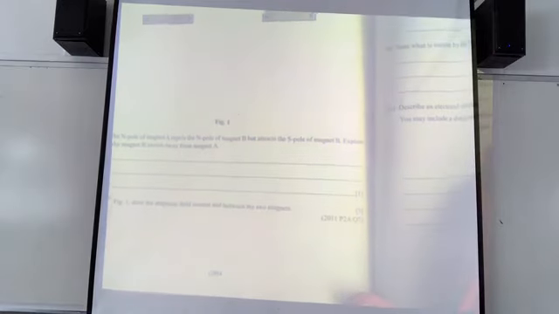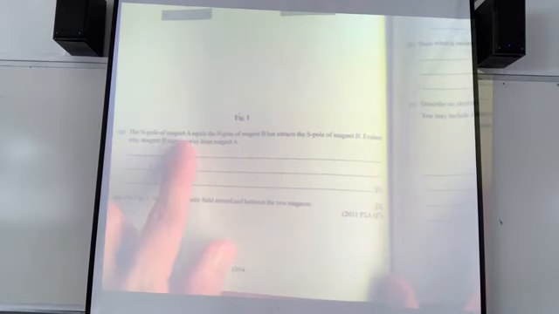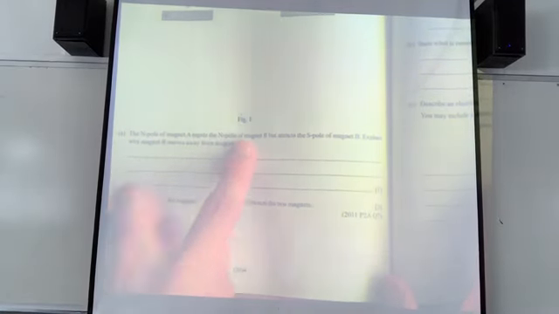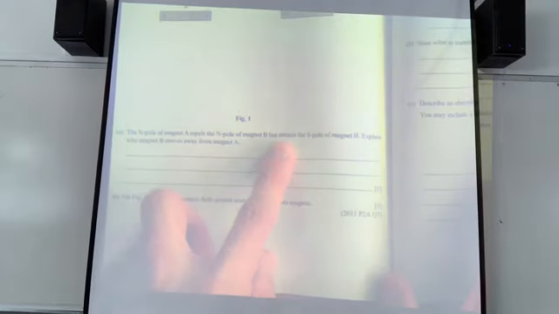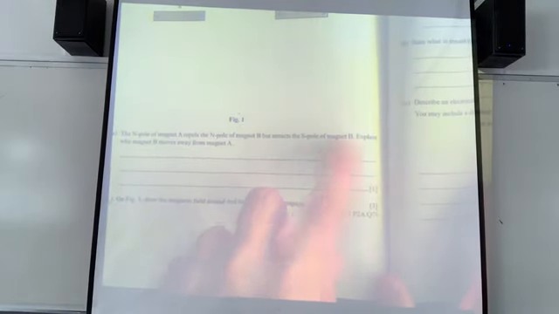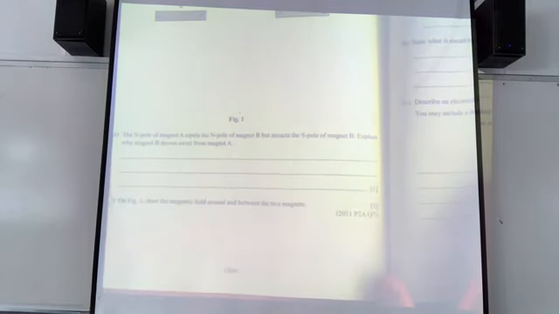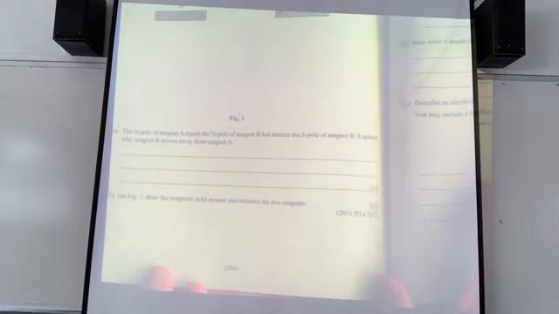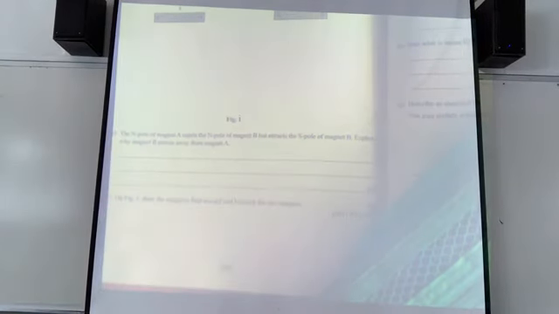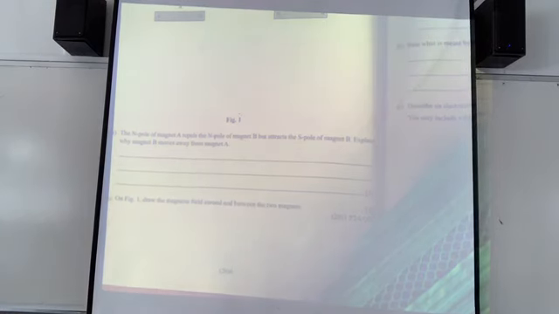But do you know how to answer this question? The north pole of magnet A repels the north pole of magnet B, but attracts the south pole of magnet B. Explain why magnet B still moves away from A. Do you understand how to do this? I actually explained to the class several times. Anybody want to try this? What do you think is the answer?